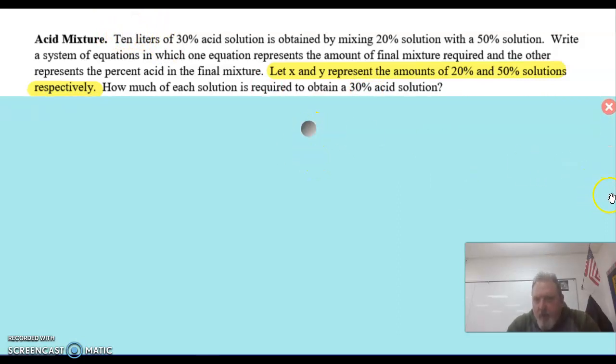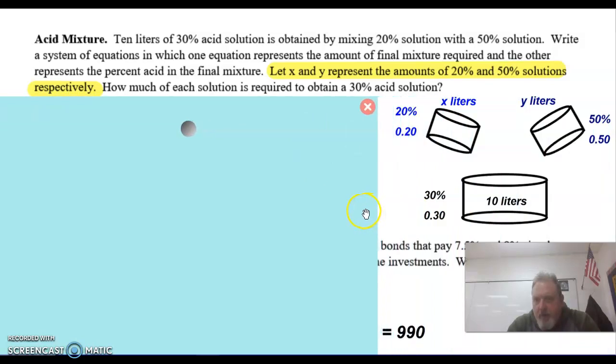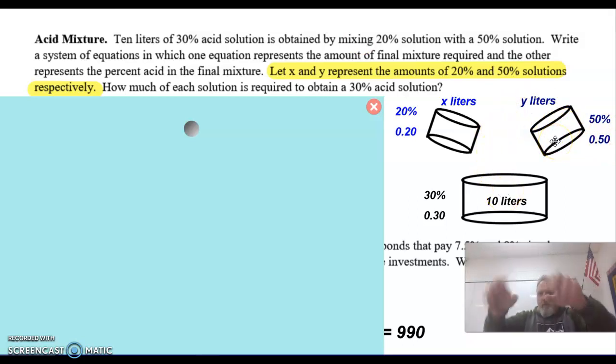I'll go over to the picture here first. I think that makes it a little easier. So we have X liters of this 20% that we are going to dump into this mixture. And then we've got Y liters of the 50% that we will also pour in here. So again, you're just taking the two, dumping them together, and we're going to end up with a 10 liter total mixture at 30%.